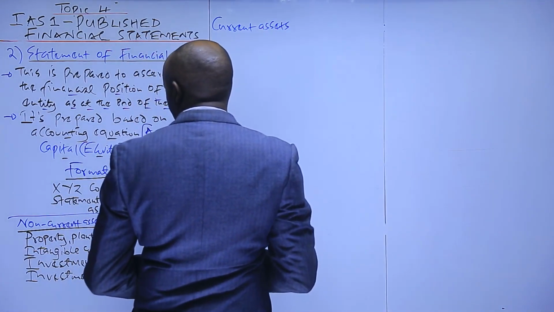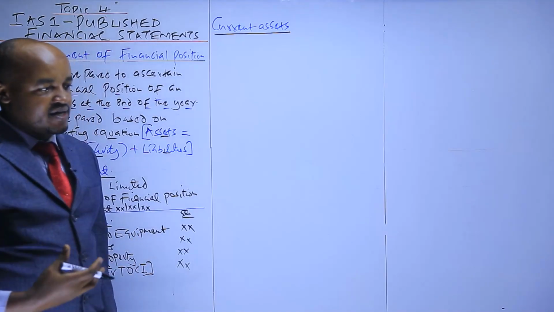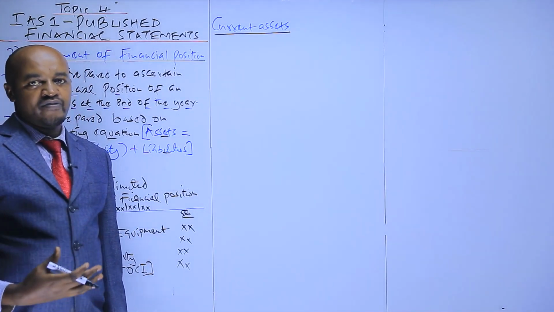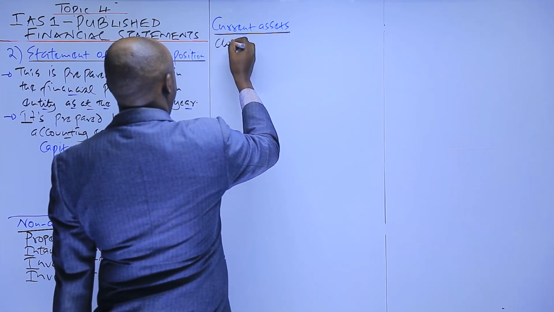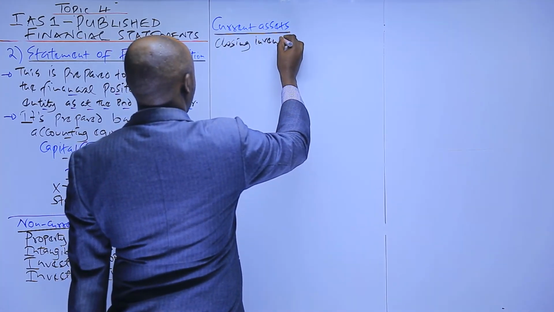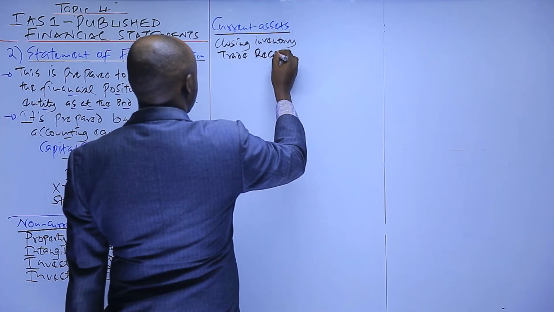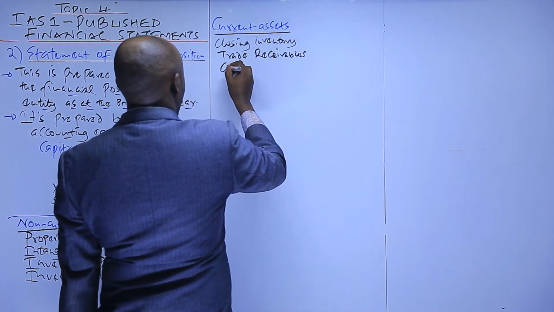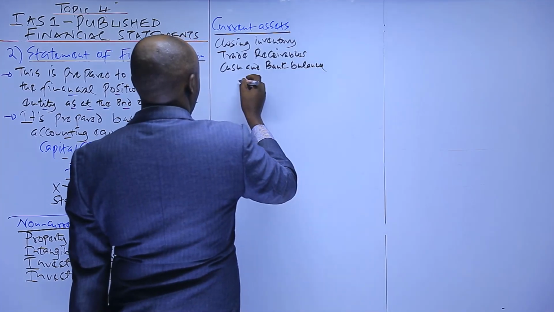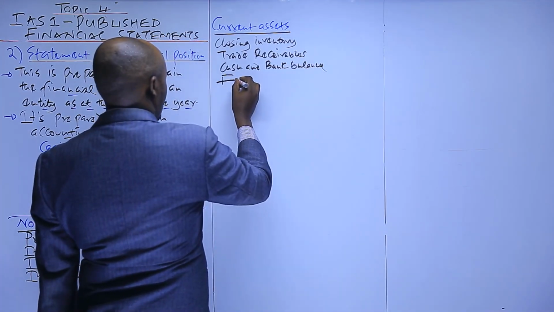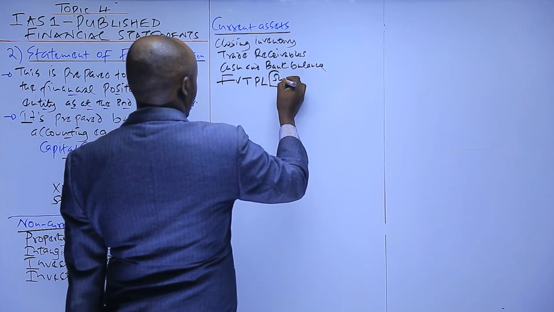The current assets. When we talk about the current assets here, we are talking of the assets which are related to the trading activities of the company. We are talking of things like inventory, the receivables, cash at hand, cash at bank, and so on. So the current assets include the closing inventory, the trade receivables, cash and bank balance, and also financial assets at fair value through profit and loss. In other terms, these are short-term investments.